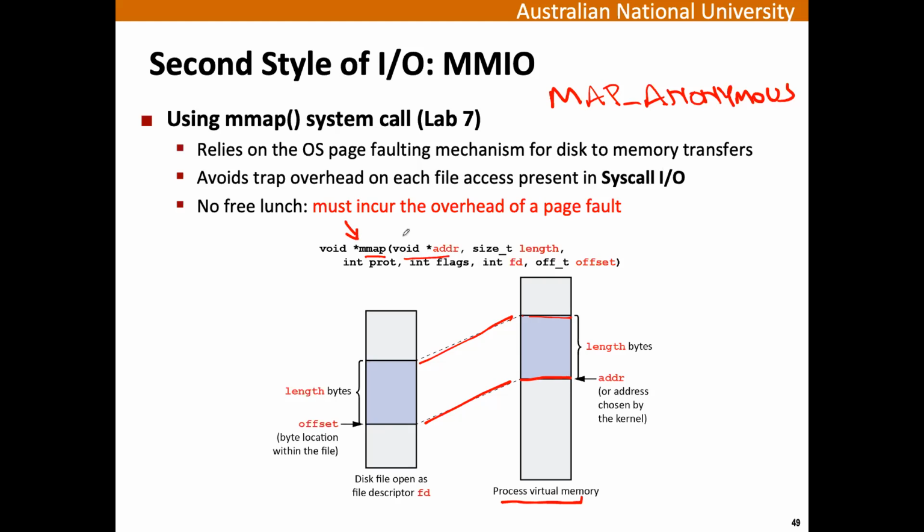You can provide an address if you know what you're doing, but typically let the kernel pick the address in the virtual space where you want this mapping to appear. The length of the mapping, the flags, expectation in terms of if you want to read or write this specific file, and then the file descriptor. You need the file descriptor before you make the mmap system call.